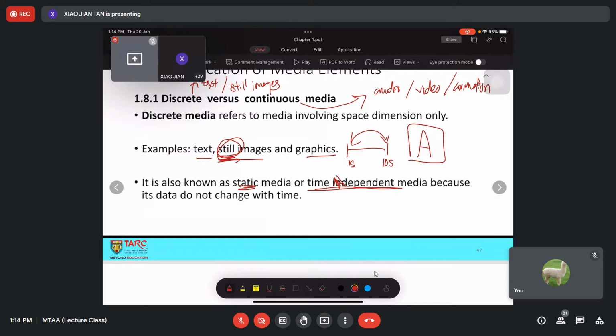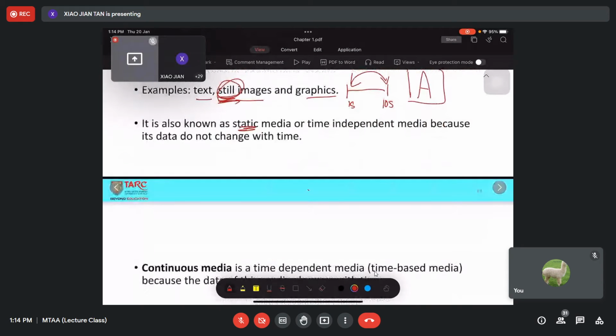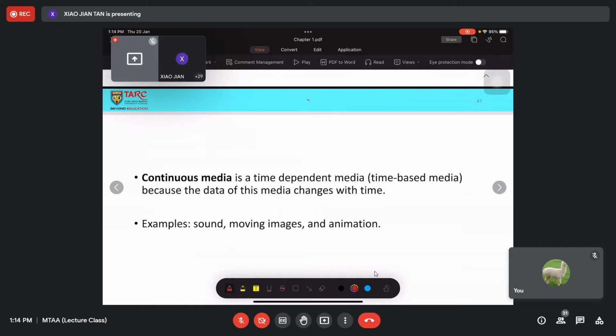And text, still image, and graphic would be time independent, which means they do not need to depend on time to interpret any data. Or else you can say the data does not change with time, which means it's independent. So continuous media is time-dependent media, time-based media, because the data of this media changes with time. Examples are sound, moving image, and animations.